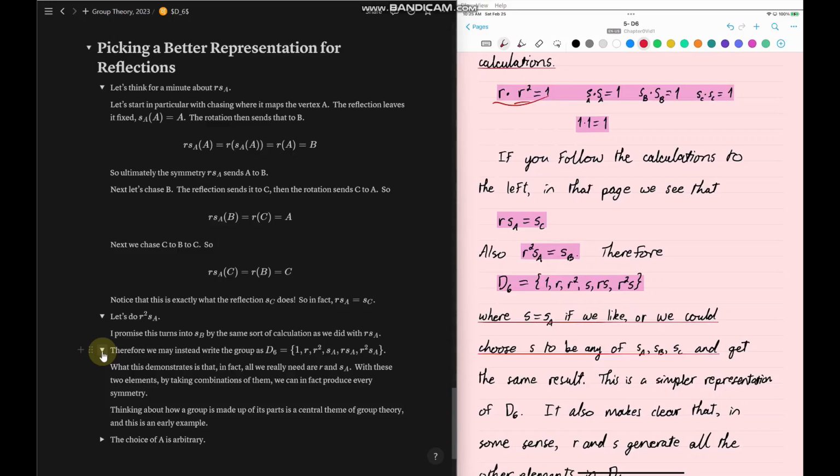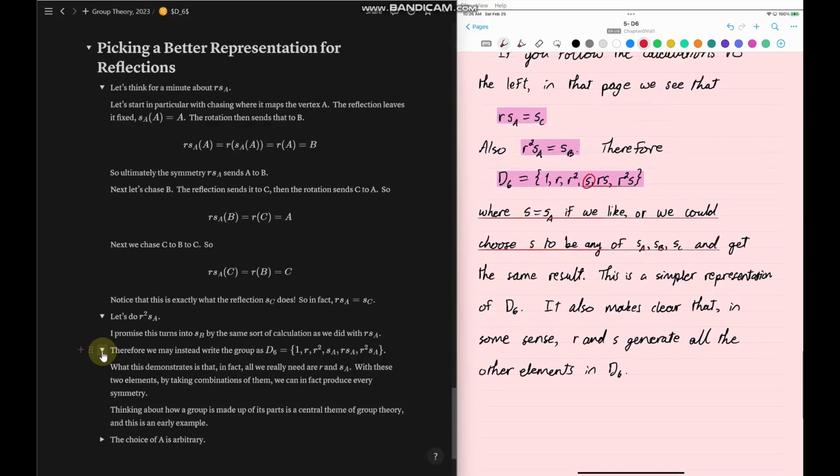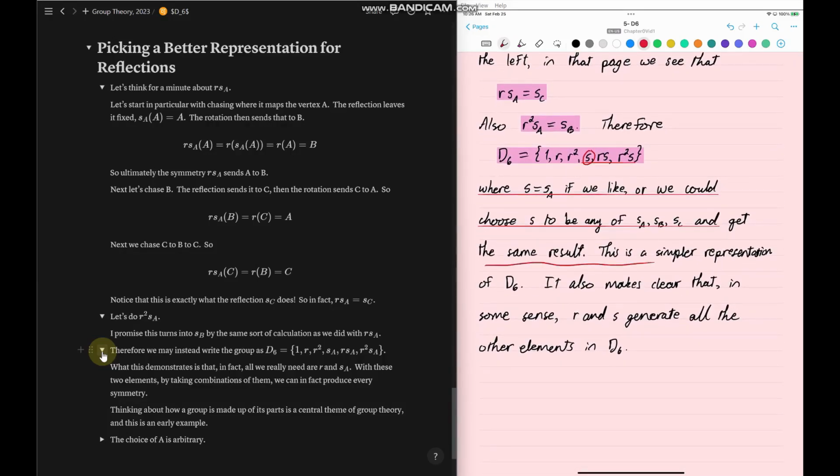And so, in some sense, just cutting down on the number of symbols, we can really just pick any one reflection. The choice of S_A was arbitrary, so it really doesn't matter which reflection we choose to be our reflection. We pick any one arbitrarily and then write down all the other reflections as R times S and R squared times S. This is a simpler representation of D6. It also makes clear that in some sense, R and S generate all of the other elements in D6.